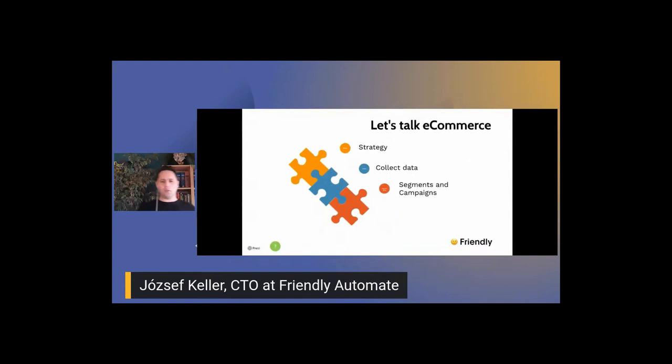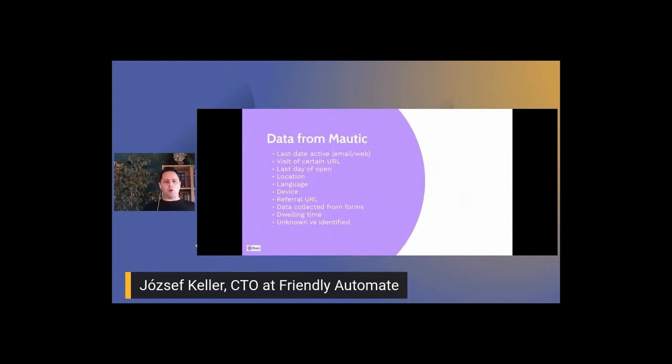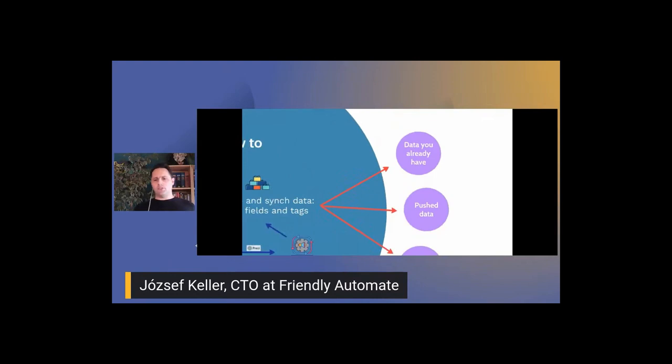Okay, so where do you get your data from? The data, like I said, is super important. You need to store the data to be able to create good segments. And with good segments, you can create great campaigns. So the data is really the basis of everything. Some data you already have, because Mautic captures a bunch of data that you can use. From the last date active to dwell time, if you know Mautic, you know all this information already. You can use it all in a smart way if you organize your segments properly.